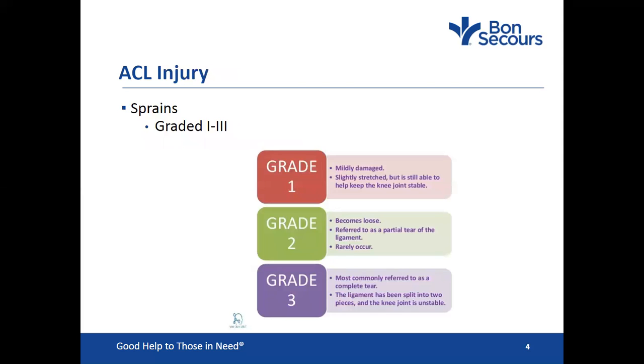The ACL is a ligament, so any injury to it would be considered a sprain. Sprains are given grades 1 through 3 depending on their severity. A grade 1 sprain is mild with no significant structural injury. Grade 2 sprains have more tears than a grade 1, but the ligament is still intact. Grade 2 sprains don't occur very often. In a grade 3 sprain, the ligament has completely ruptured or torn, causing the knee joint to become unstable.